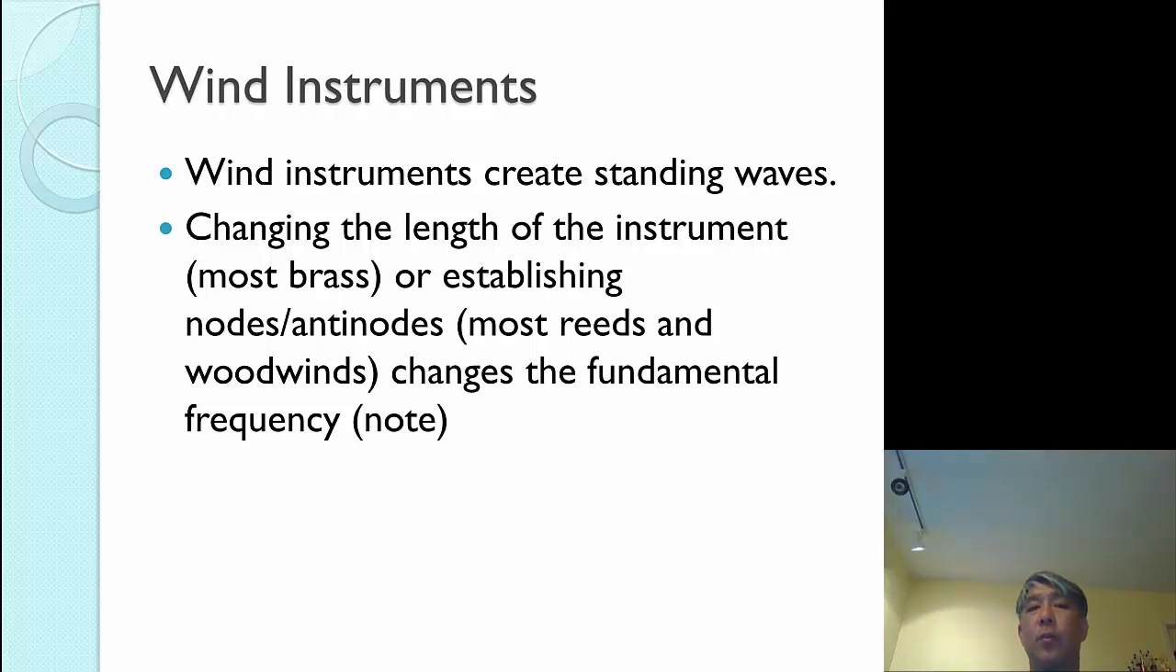So I told you about wind instruments, and what wind instruments do to create the sound is they create standing waves with the frequency corresponding to the various note. Changing the length of the instrument, which corresponds to most brass instruments, or establishing nodes and antinodes, which is what reeds and woodwinds do, changes the first harmonic or changes the fundamental frequency that we are playing. And that's how we are able to get the different notes that the instrument provides. There's a little bit also being done in the mouth and how you blow to change the note, but for our purposes, we're just focusing on the length of the instrument.